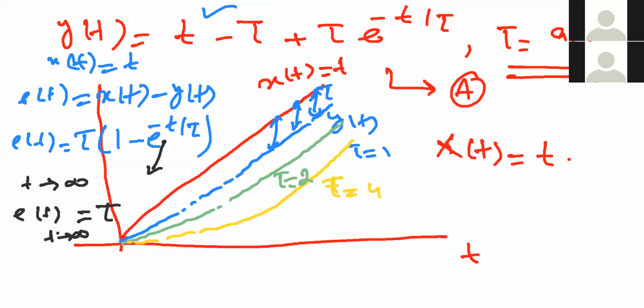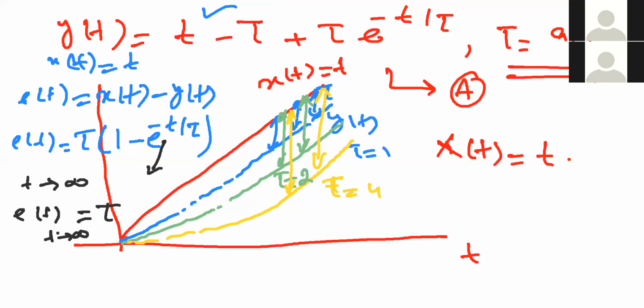This means that if you increase the time constant of the system, the error will also increase. For example, in this case, this is the error. In the third case, the error is this one. So you see that the error is increasing as the time constant is increasing. The blue one is when the time constant is equal to 1. The green one is when the time constant is equal to 2. And the yellow one is when the time constant is equal to 4. When the time constant is 4, the error is high, it is 4, and when the time constant is 1, the error is small.